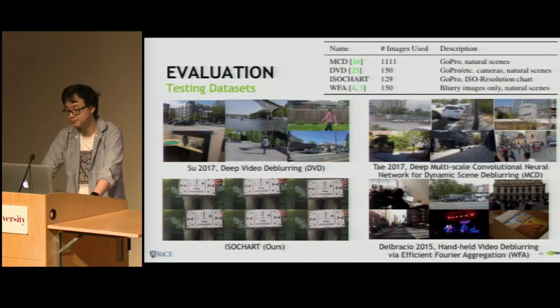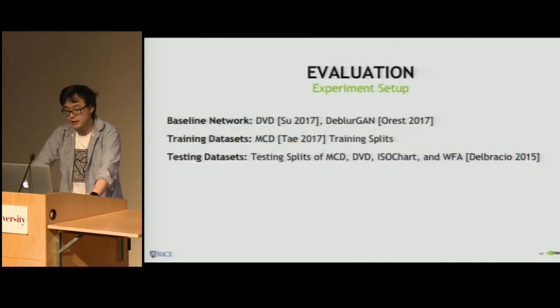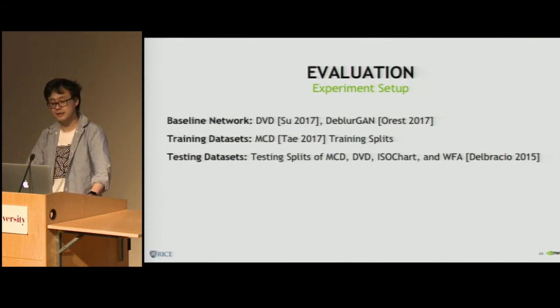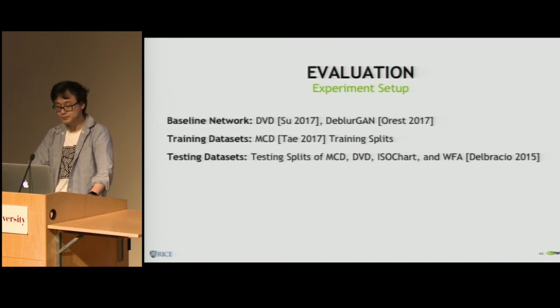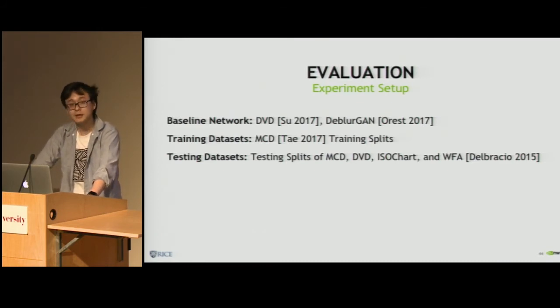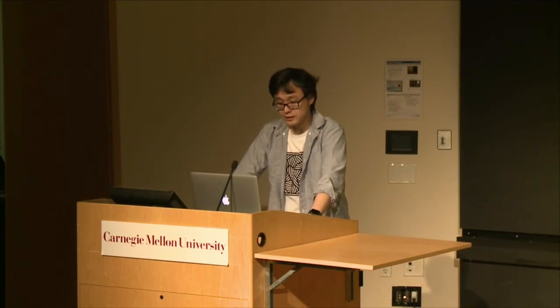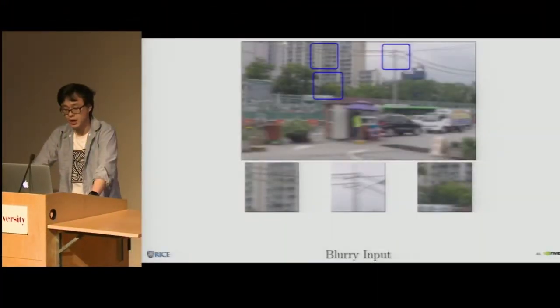qualitative evaluation. So for the experiment setup, the two baseline networks we used are DVDNet and Deblurring. We trained the two baseline networks on the MCD training split and performed the testing on the test splits of MCD, DVD, and ISO chart, as well as WFA. So now let's look at some result images.